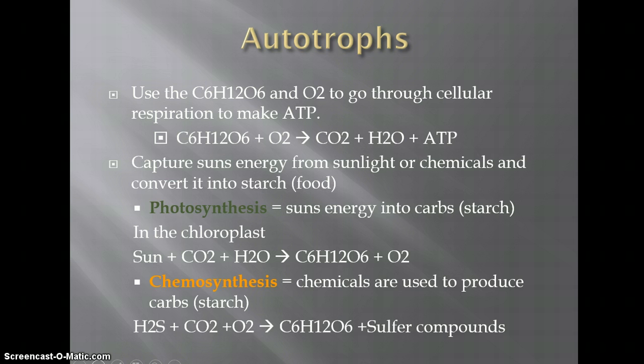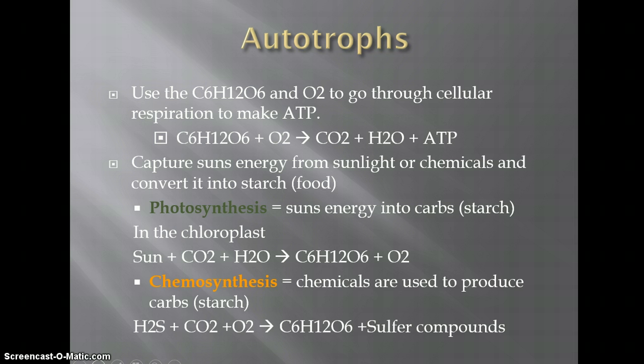all cells alive. Autotrophs can also capture the sun's energy from sunlight or chemicals and convert it into starch, which will eventually get broken down into glucose. Autotrophs will go through photosynthesis, using the sun's energy and turning it into carbs or starch. And that happens in the chloroplast, and you can see it's the sun's energy plus carbon dioxide plus water will make that glucose and oxygen.